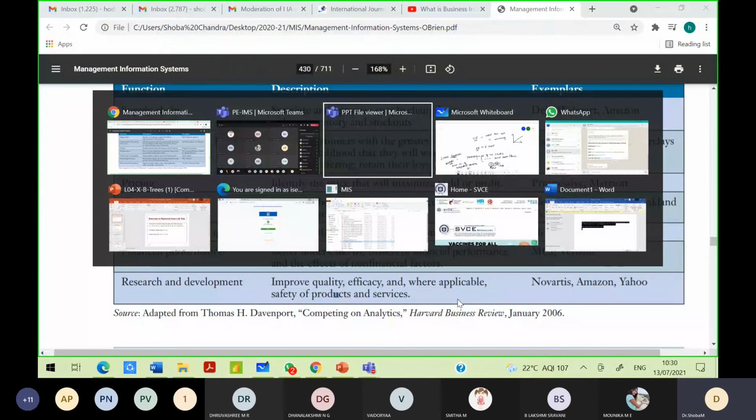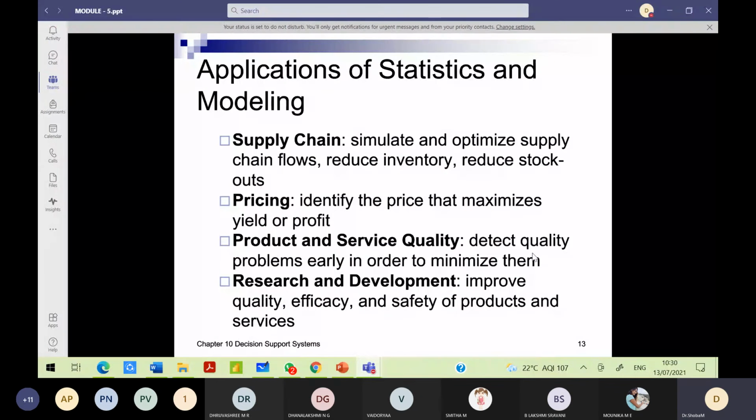Okay, now we will just move back to the slides. So you can see here applications of statistics and modeling. Okay, so supply chain, yes, the same thing we went through in the table right now has been listed out in the PPT as well. So supply chain we have done, pricing we have done. Only thing is in this particular slide examples are not given. Otherwise, each functionality with its description is given here.